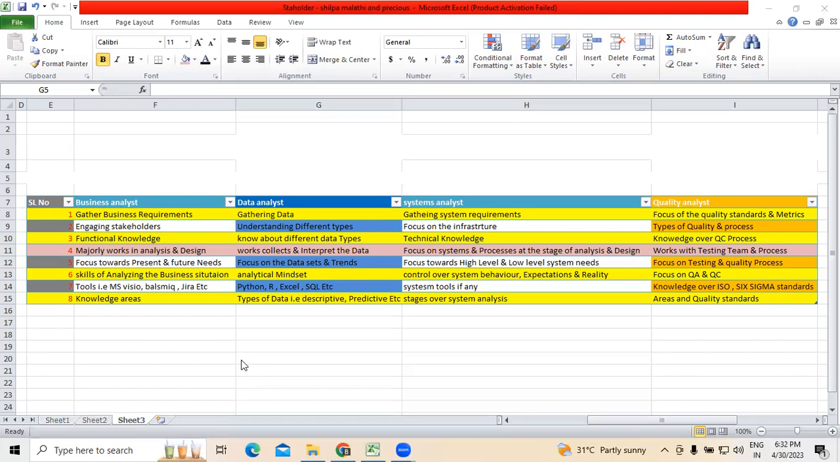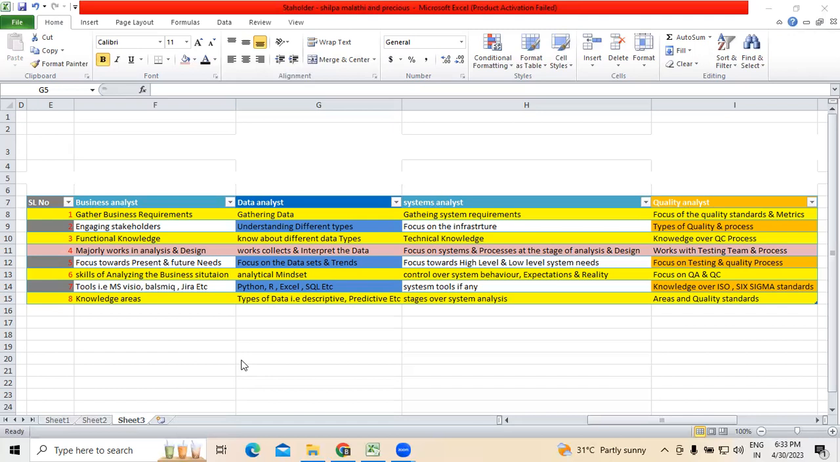When we talk about data analysts, they need to have an idea of descriptive or predictive kinds of data, right? So different things, that knowledge is required. At the same time, systems analysts should have knowledge of the stages of systems analysis, what they follow. Quality analysts should have knowledge of the areas of quality standards, what is to be improved and how it can be implemented. So this is an overall glimpse of the different roles and responsibilities and how the BA, data analyst, systems analyst, and quality analyst differ.